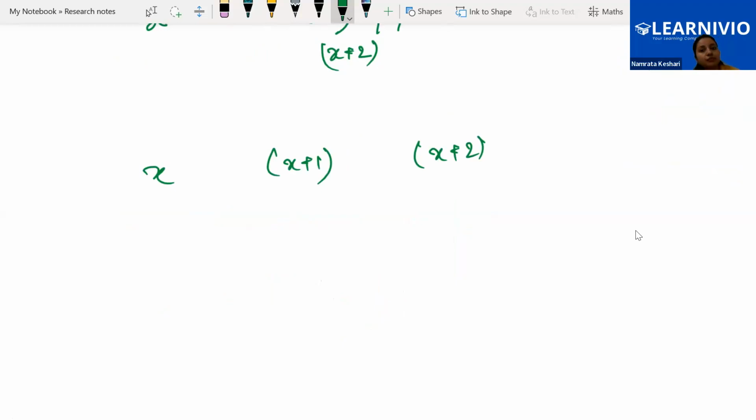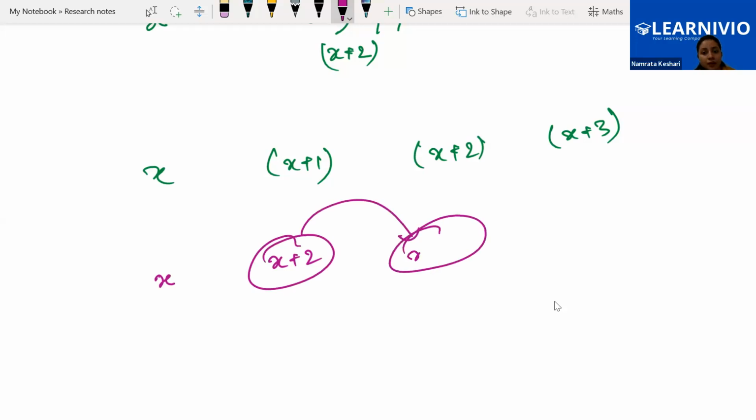Okay, if we have to take four consecutive integers, here we'll be taking x plus 3 also. Similarly, if we have to talk about odd numbers or even numbers, if you are assuming the first even number or odd number as x, the next one will be x plus 2. This much is clear. After that, it will be the previous one plus 2. That means x plus 4.